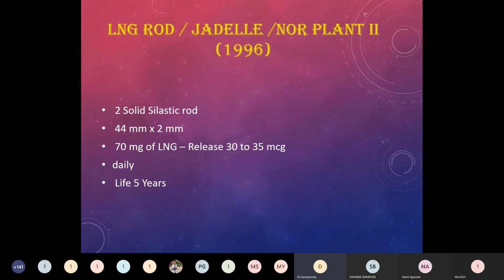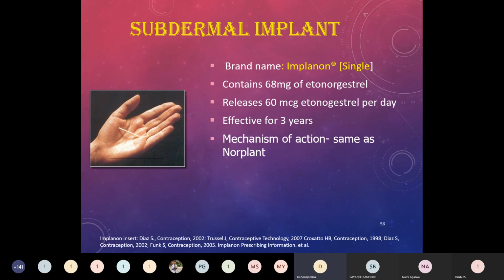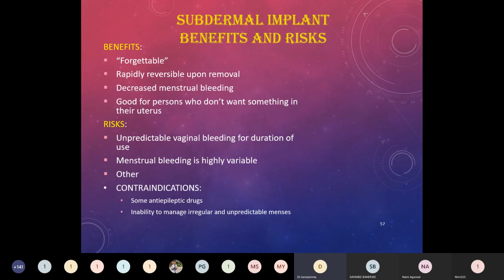The specific disadvantage is infection and hematoma at the place of insertion, and removal may be difficult. And this is the one, Jadelle or Norplant 2. This is similar to that, but it has 2 rods and it contains levonorgestrel, which releases 30 to 35 per day. So Implanon is commonly used because it is only one rod which can be kept easily, and it is rapidly reversible.